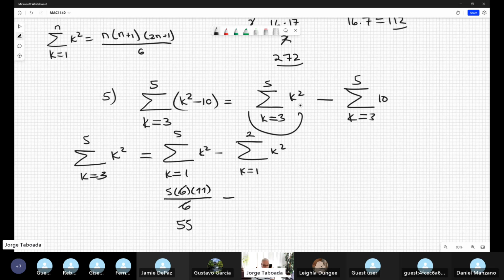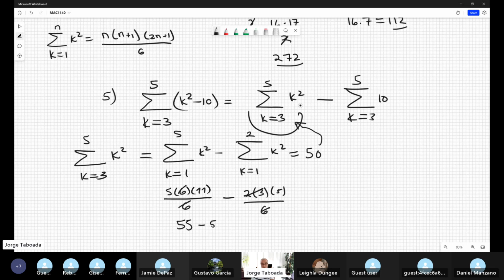Minus, in this case, is 2 times 3, because there's one more, and 2n plus 1 is 2 times 2 is 4, plus 1 is 5, divided by 6. In this case, coincidence, 2 times 3 is 6, divided by 6 cancel out, gets 5. Entonces, 55 minus 5 is 50. The answer is 50, which is this answer. This summation is 50.